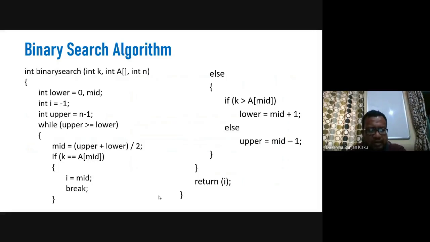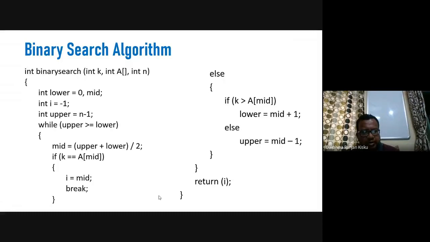That means the middle element will be determined by getting the sum of upper and lower divided by 2. So this will give us the middle element. Then after getting the middle element, we will go for the comparison with the given key value k. Here we have kept a check where we check whether the given key value k is equal to the middle element or not.